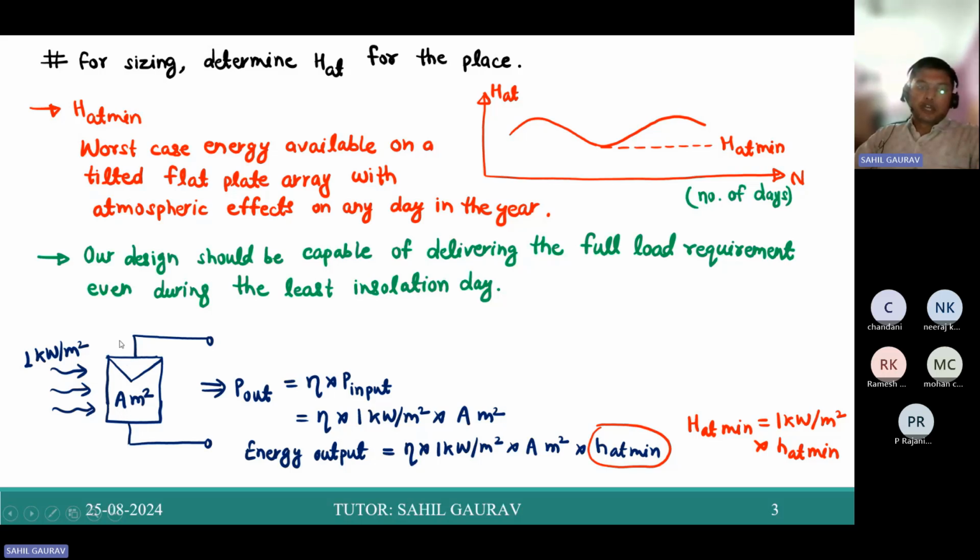Now, suppose you have this PV array on your house, that area is in meter square, and we are taking it as the standard insolation.